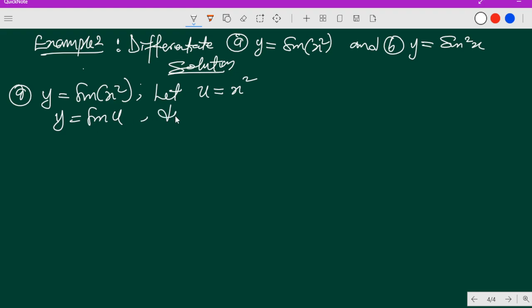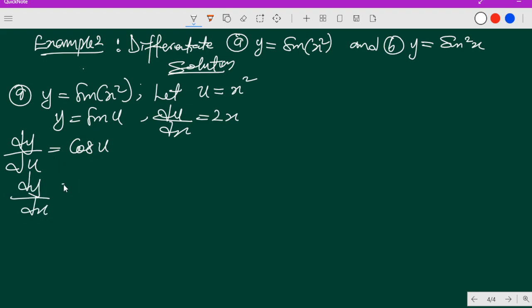Therefore, let's differentiate u with respect to x. It will give us 2x. Let's differentiate y with respect to u. It will give us cos u. By Leibniz notation, dy/dx is dy/du times du/dx, which will give us cos u times 2x.